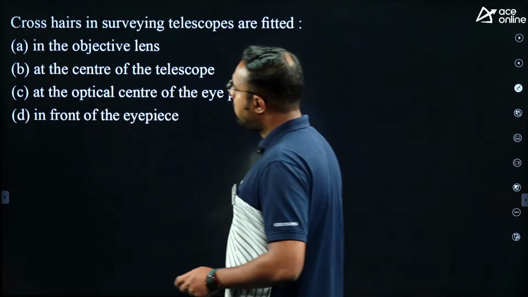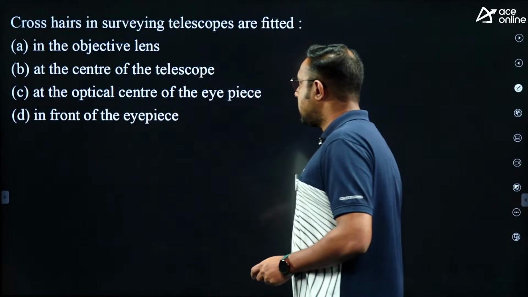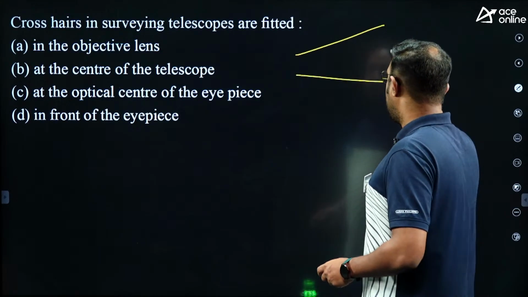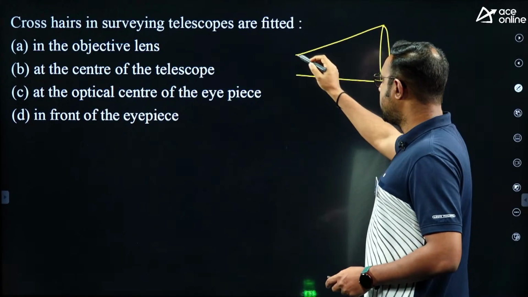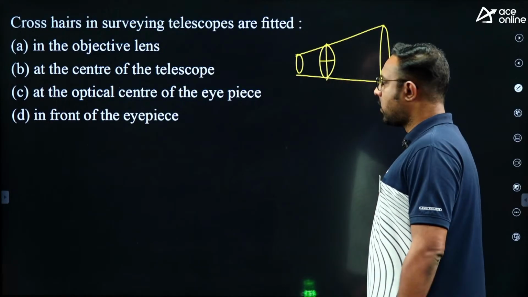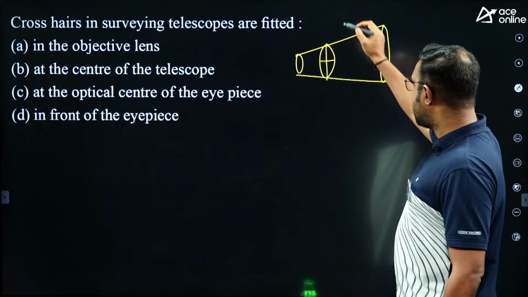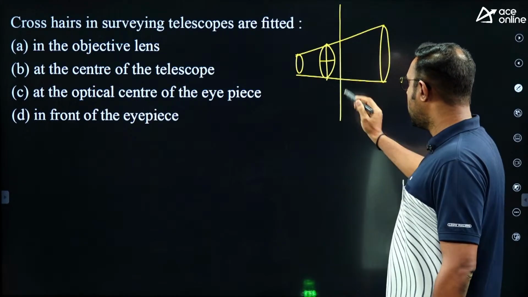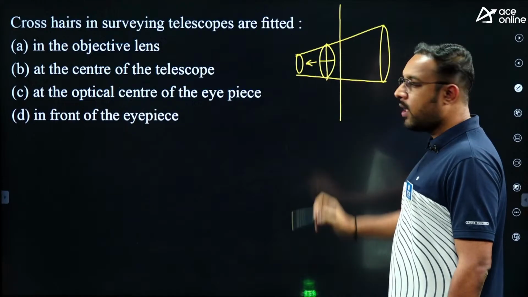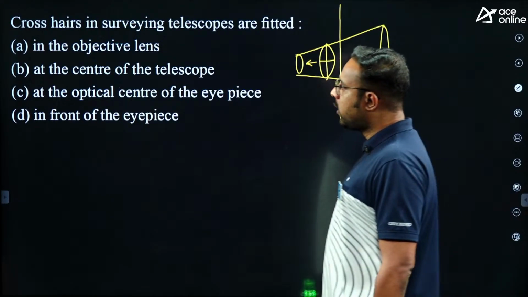You see, crosshairs in surveying telescopes are fitted where? If you remember, this is how the objective of the telescope will look, this is how the eyepiece will look, and this is how the crosshairs are going to look. Now tell me, is it kept exactly at the center? No, it's not at the center, it's not closer to the objective, but it is closer to what? To the eyepiece. Let us look at the options here.